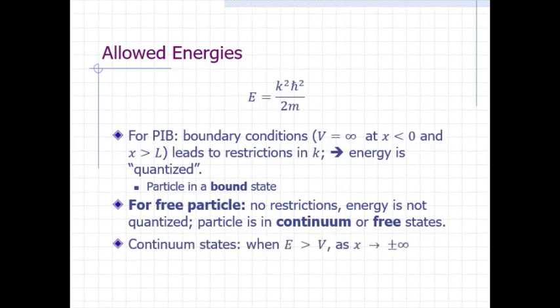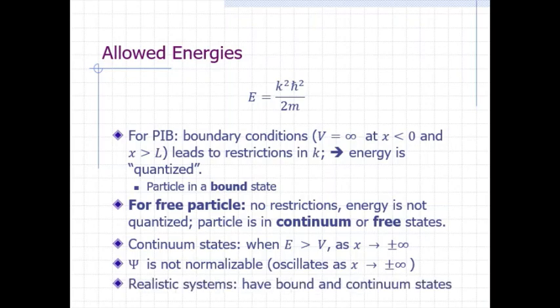In general, we get a continuum state whenever the energy of the particle is greater than the potential energy as x approaches positive infinity, negative infinity, or both. In these cases, the wave function is not normalizable. Instead of going to 0, it just oscillates as x goes to positive infinity, negative infinity, or both. In general, when we're dealing with realistic systems, we will find bound states up to a certain energy level and continuum states at energies higher than that level.